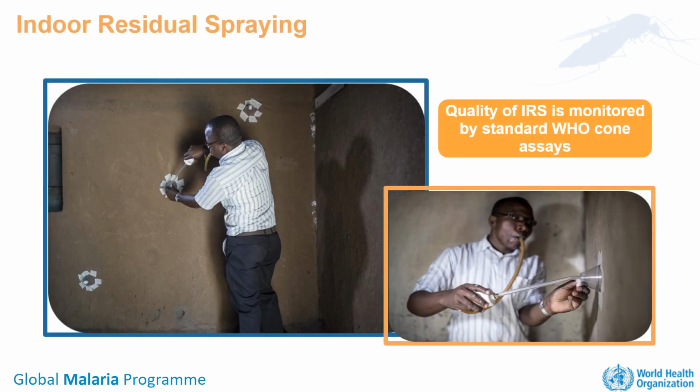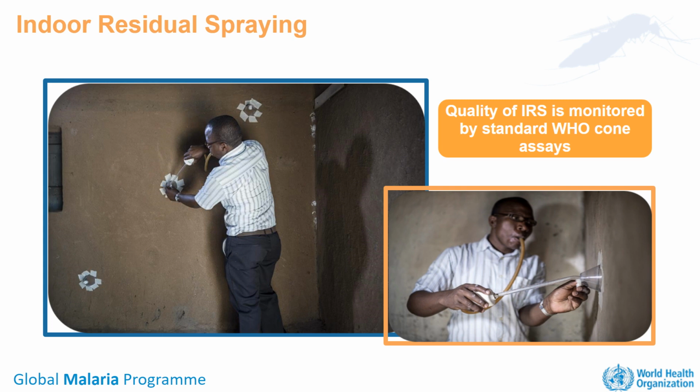IRS is the organized spraying of the interior surfaces of houses. It can be conducted prior to the peak malaria transmission as proactive IRS or in reaction to a confirmed case as reactive IRS. IRS kills adult female mosquitoes when they rest on the sprayed surface after feeding. IRS might also have a repellent effect and deter mosquitoes from entering the house. IRS has been used for many decades as an effective vector control tool that has an overall impact on reducing mosquito densities.